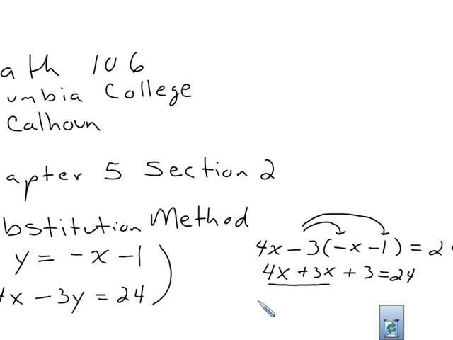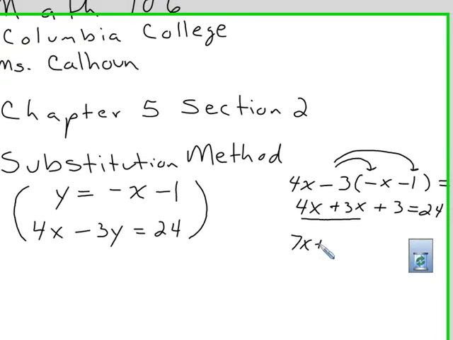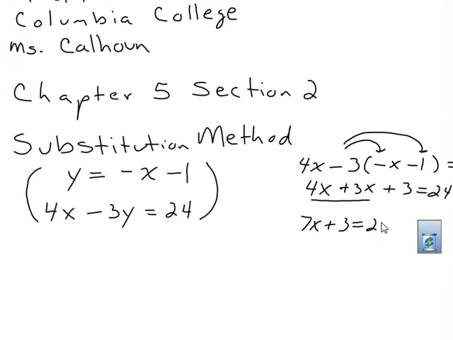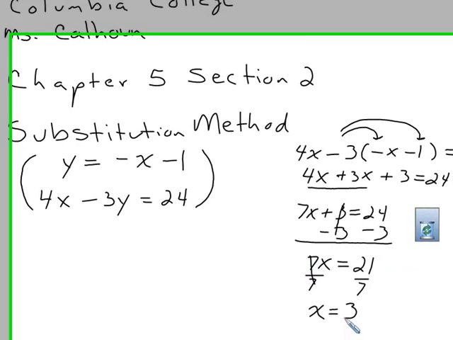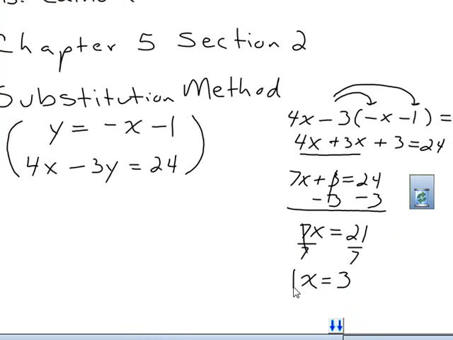And now we're going to add up our like terms. And we have 7x plus 3 equals 24. Now, we do need to solve for x. So we're going to subtract 3 from both sides. Those will cancel. And 7x is going to equal 21. And now all we have to do is figure out what x is. 7 times what is 21? So we divide both sides by 7. And our first answer is x equals 3.